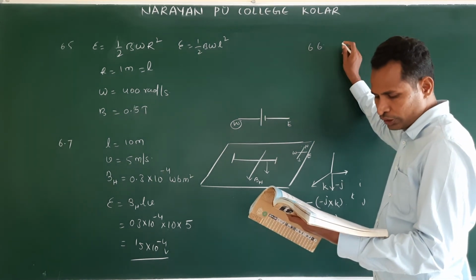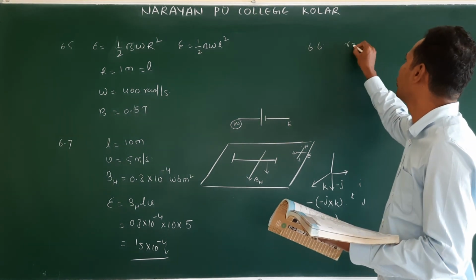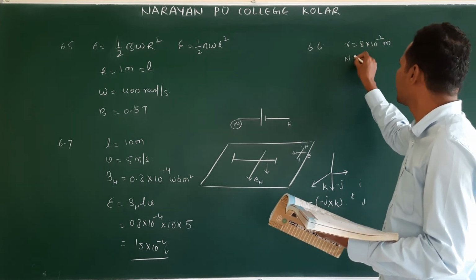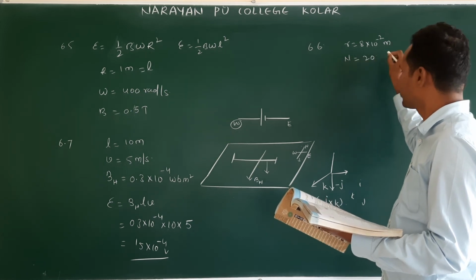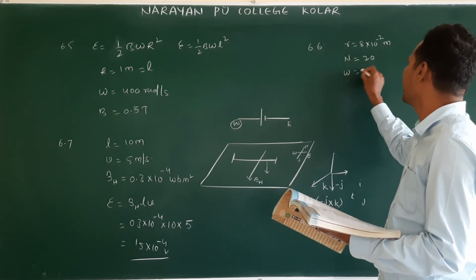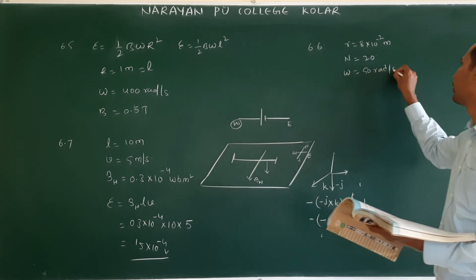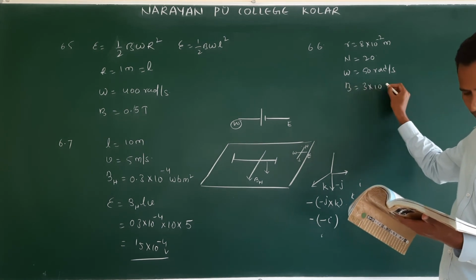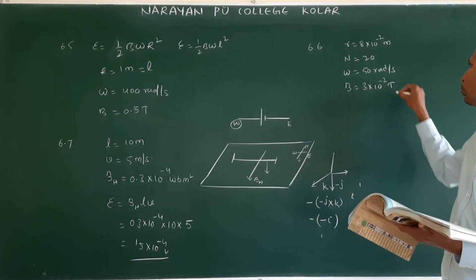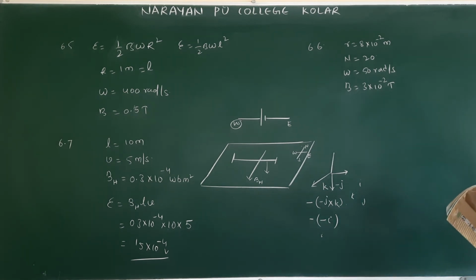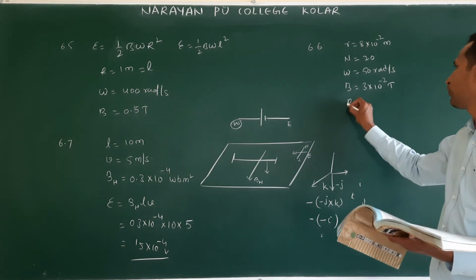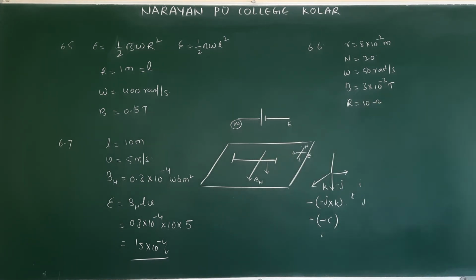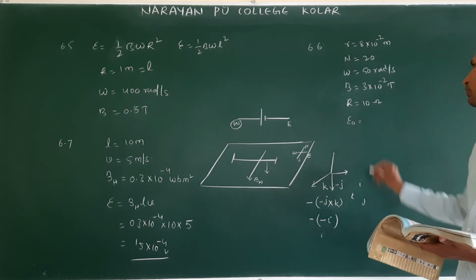Okay, what did they give? Circular coil of radius R equal to 8 into 10 power minus 2 meter. Number of turns N is equal to 20. Omega is given as 50 radian per second. Magnetic field B is 3 into 10 power minus 2 Tesla. Resistance of the wire is given as 10 ohm. They are asking for maximum EMF E0.